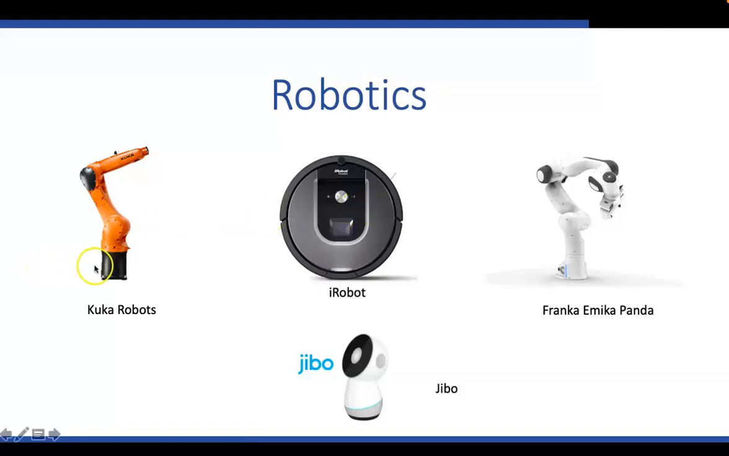And these are KUKA robots. KUKA robots are mostly used in industry. For example, they're helping in making a factory run to make cars. For example, in Germany, Audi uses it, Volkswagen uses it, BMW uses it, and so on.